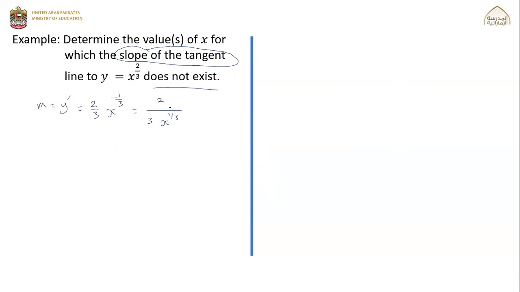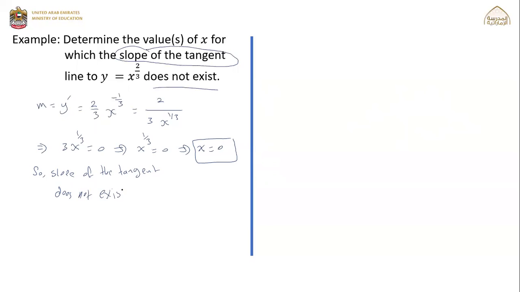This value does not exist when x equals 0, because the value which makes the denominator equal 0 is x equals 0. For that, I will take 3 x to the power 1 over 3 equals 0. That means x to the power 1 over 3 equals 0. That means x equals 0. So the slope of the tangent does not exist at x equals 0.